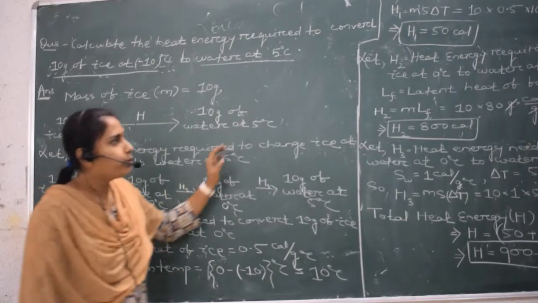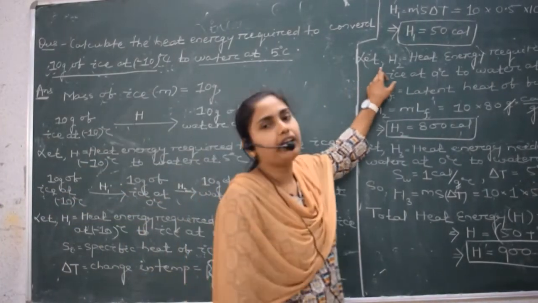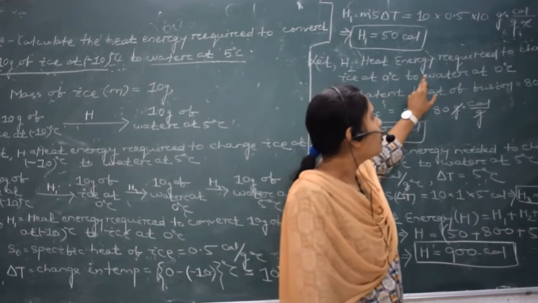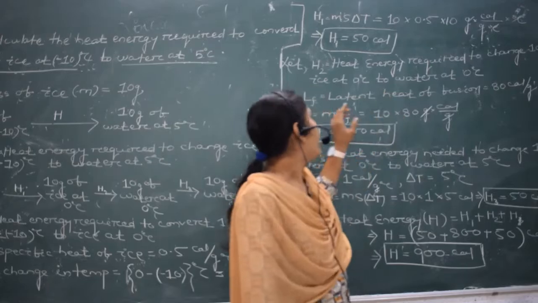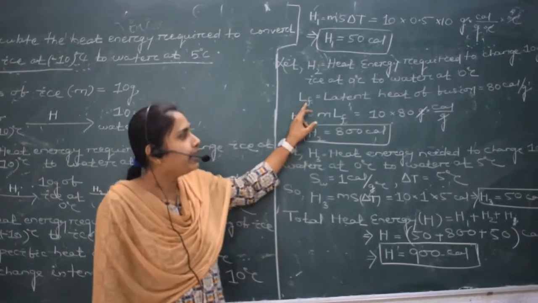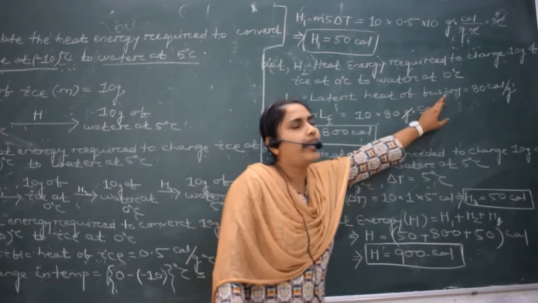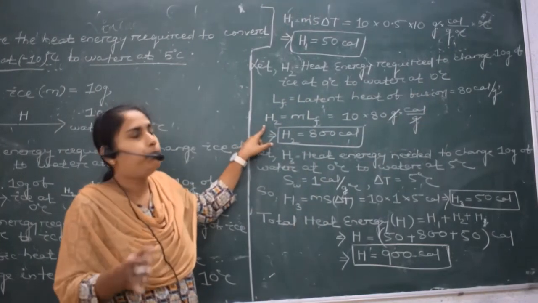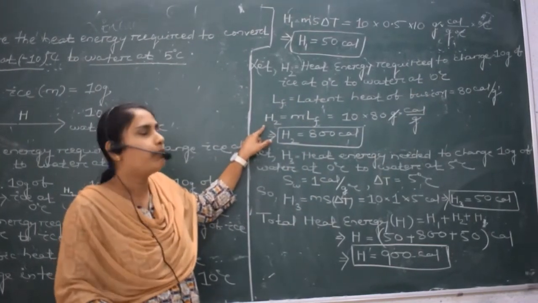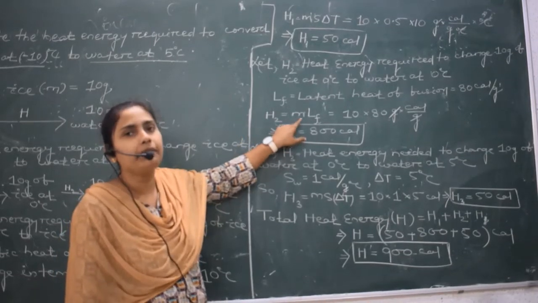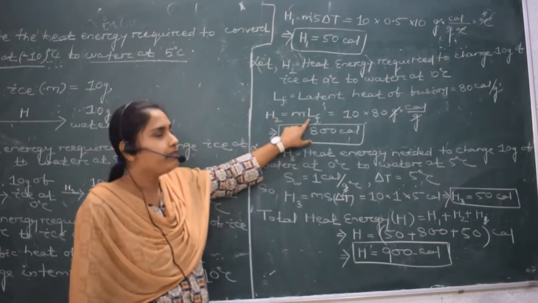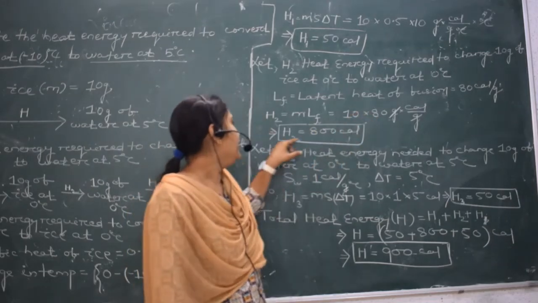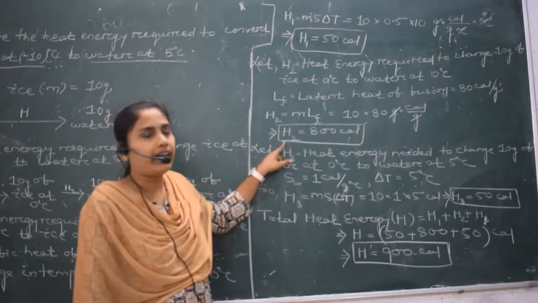So let H2 be the amount of heat energy required to change 10 gram of ice at 0 degree centigrade to water at 0 degree centigrade, and let LF be the latent heat of fusion for ice, that is 80 calorie per gram. We use the formula H2 is equal to mass times latent heat, that is M LF. Put M equal to 10 and LF equal to 80. So we will get H2 equal to 800 calorie.